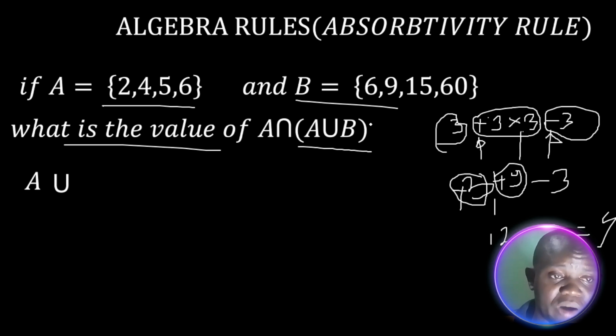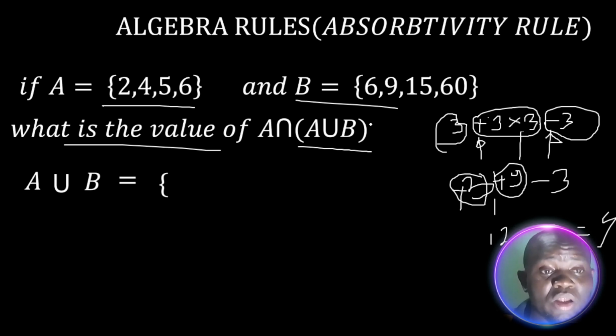What is it telling us? It is telling us we have A union B, which is equal to what? That is what we have. We have opened the bracket, we have opened the curly brace. So that is to say, now we are having a set. The open curly brace means that we want to have a set.